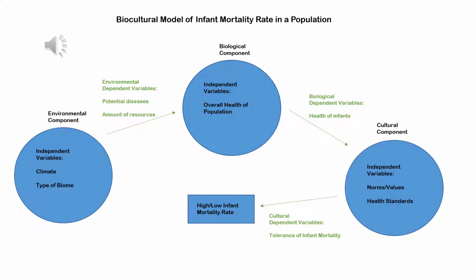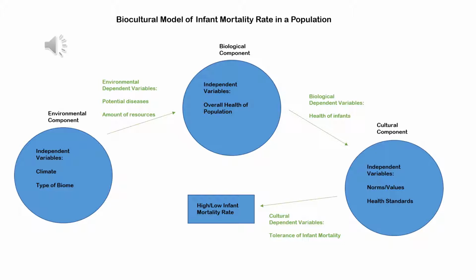The environment can be defined as the surrounding area where a population lives and obtains its resources from. The environment has several variables that end up influencing the infant mortality rate in a population. The main independent variable for the component is climate.